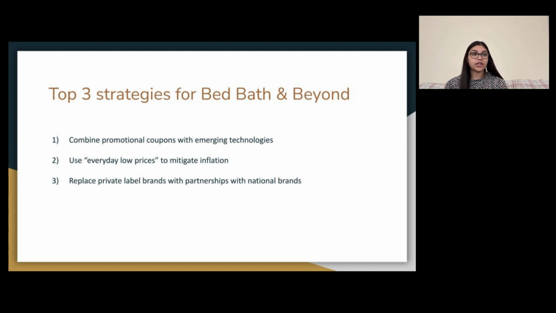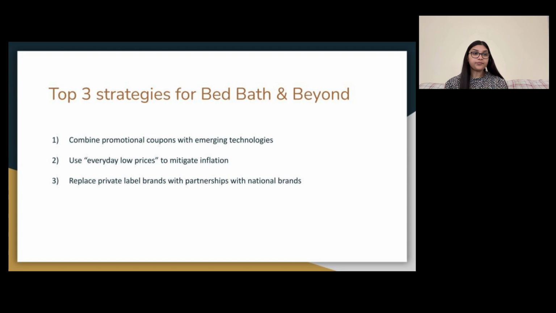Our second top strategy is using another one of our strengths, pricing, and using that to mitigate the threat of inflation. The company already offers low prices relative to their competition. Keeping these prices steady while the economy remains unpredictable would result in more customers purchasing their products and potentially buying more than normal.